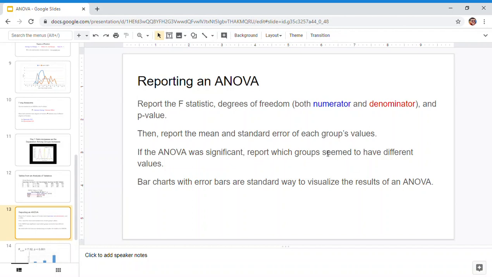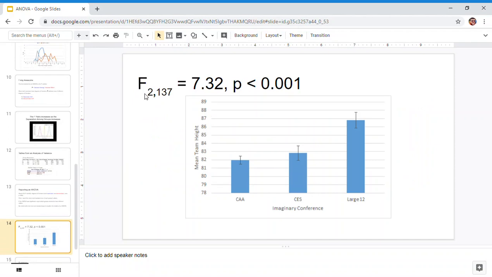So to report it, you have to report the F statistic, both the numerator and denominator degrees of freedom. And then you report the means and standard errors of each group. And if you know it's significant, you report which groups seem to have different values. So you get some kind of thing like this. F subscript 2, that's the numerator degrees of freedom, comma 137, that's the denominator degrees of freedom. So we're looking at an F distribution with 2 numerator and 137 denominator degrees of freedom. And the F statistic observed is 7.32. And the probability of observing this F statistic is less than 1 in 1,000.